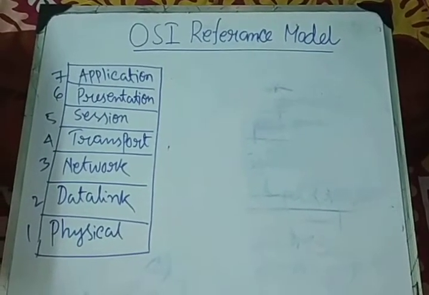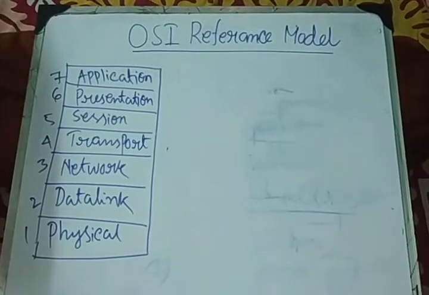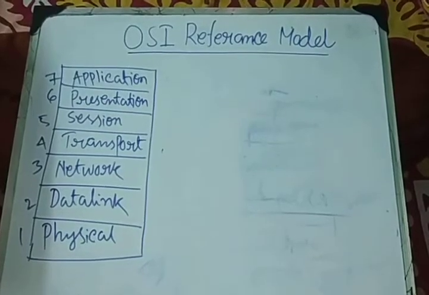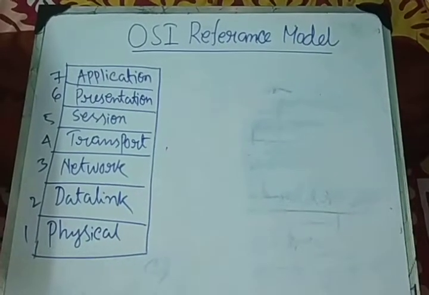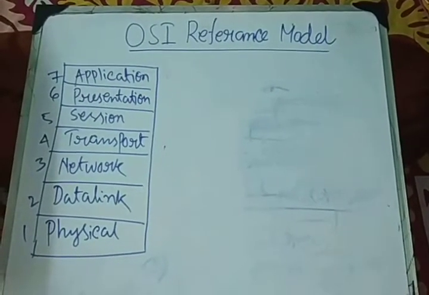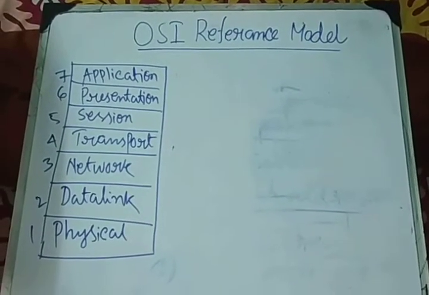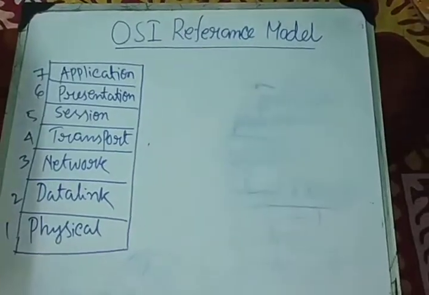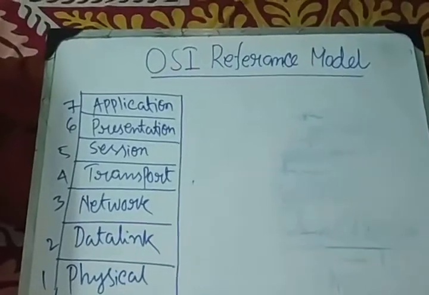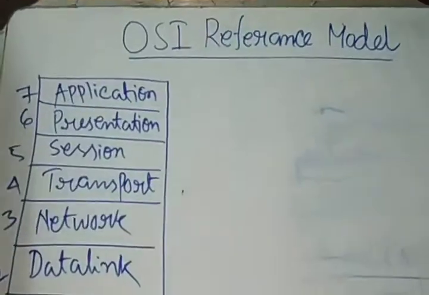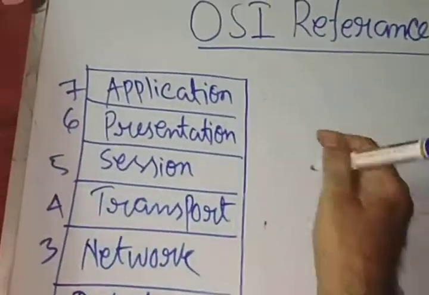Now what is the main function of the physical layer, data link layer, network layer, and how the data is transported from one machine to another machine or from one network to another network, that will be discussed elaborately in this lecture. So first of all I will discuss the physical layer, the different functions of the physical layer.